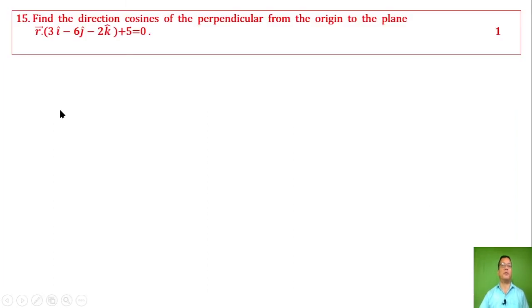Question number 15. Find the direction cosines of the perpendicular from the origin to the plane.